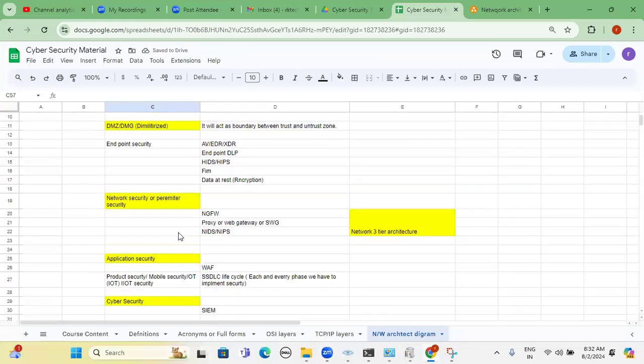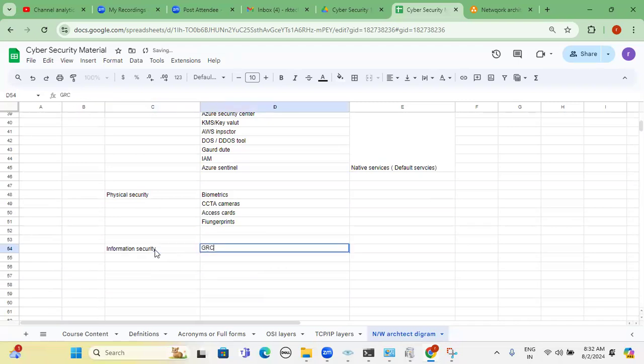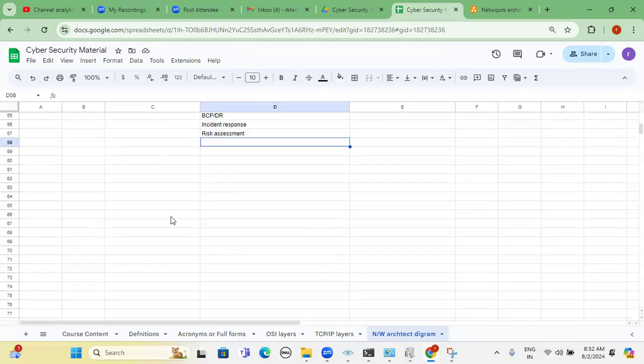Next one, information security. Anyway, it's a part of GRC, governance, risk and compliance. In this one, we'll take care of BCP and DR, business continuity planning and disaster recovery. We'll take care of incident response for any organization, and also the risk assessment. So that is the overall picture related to that particular architecture that we discussed. And additionally, I'll provide a couple of other definitions.